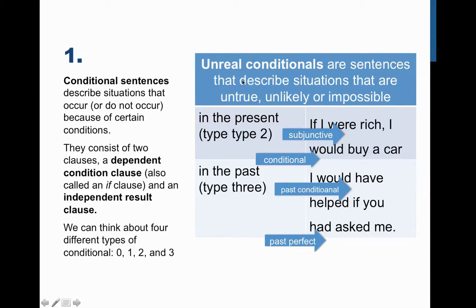Okay, unreal conditionals are sentences that describe situations that are untrue, unlikely, or impossible. So it may be something that is unlikely or impossible in the present, like this, type 2 conditional. If I were rich, I would buy a car. This is the subjunctive that we've talked about, and the conditional would.